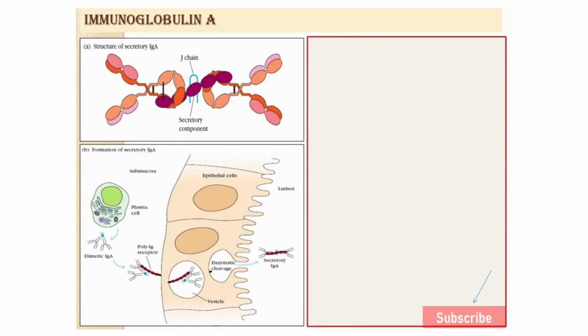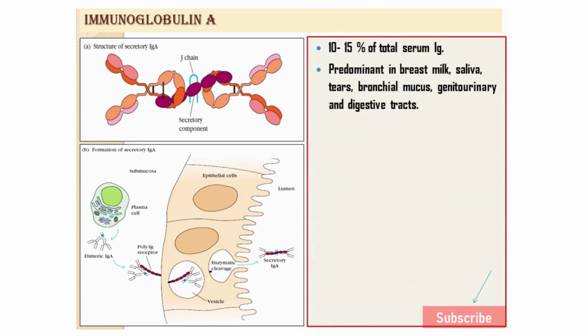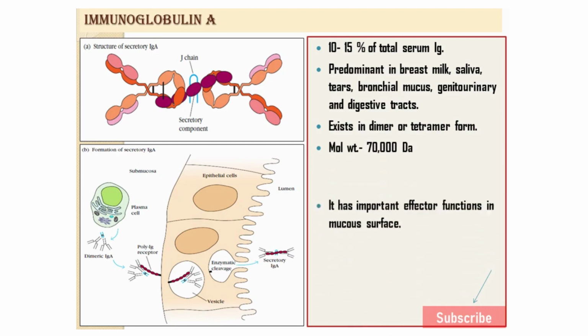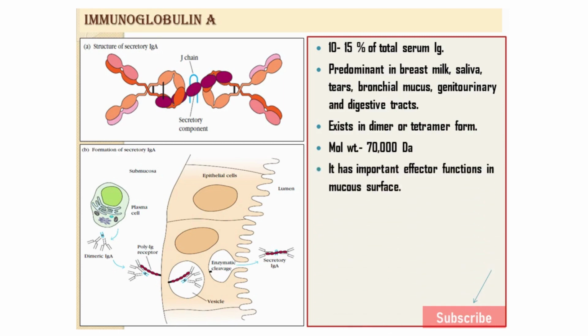Immunoglobulin A or IgA comprises only 10 to 15% of the total serum immunoglobulin content. IgA is predominant in breast milk, saliva, tears, bronchial mucus, genitourinary tracts, and digestive tracts. These exist in dimer or tetramer form. They are of 70,000 molecular weight. It has important effector functions in the mucous surface.